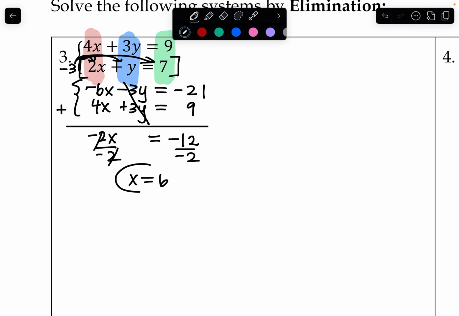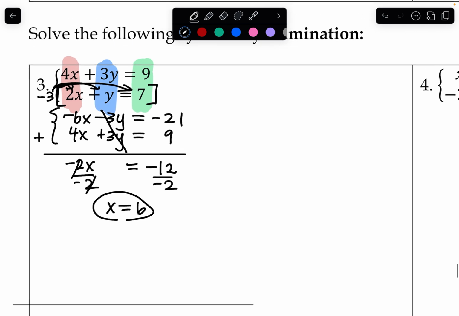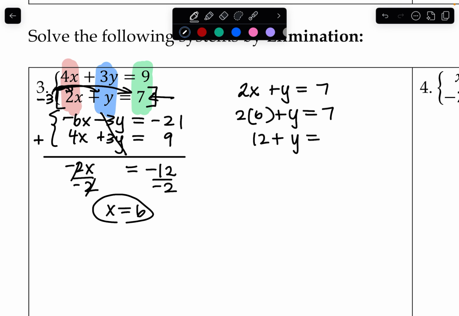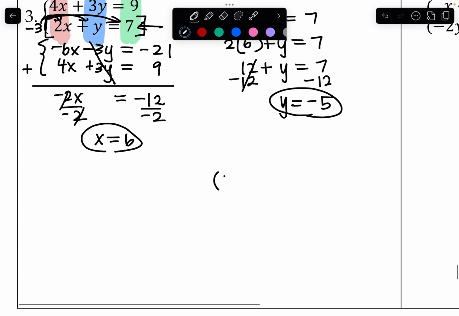Okay, and so we have our x value, but we need to go back and find y. So pick either of your equations, whichever one looks simpler to you. I think this bottom one looks simpler. You'll get the same answer either way. 2x plus y equals 7, but now we know x is 6. And so that says 12 plus y equals 7. We can subtract 12 from both sides and get y equals -5. And so my final answer, x comma y, would be 6, -5.